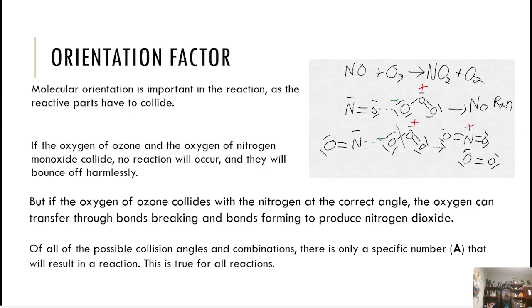Now the orientation factor is a little bit harder to calculate and a little bit harder to understand. But molecular orientation is key to how the collisions occur. For example, as shown here, if NO collides with O3 and the O hits the O, they're probably not going to make another bond, and so we don't have a reaction. But if the N bumps into the O, there's a chance that the O will be lost and you will form the new bond.